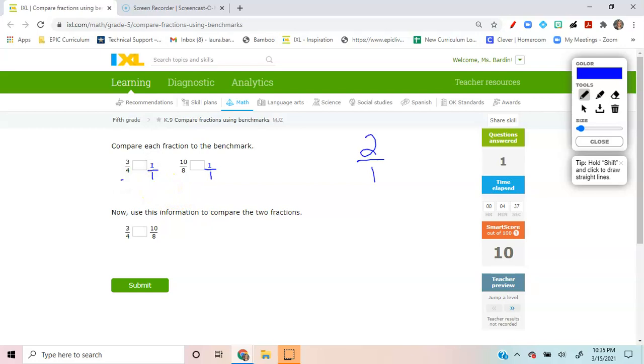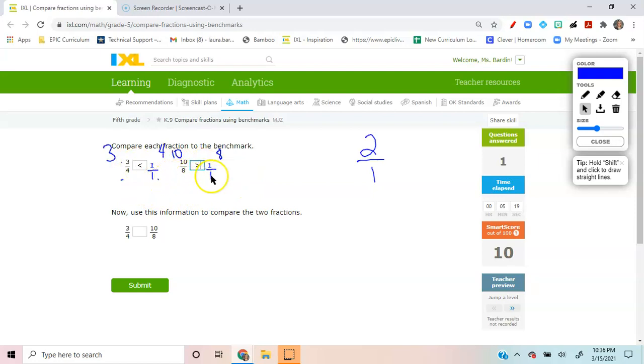4 times 1 is 4. 1 times 3 is 3. Therefore, 4 is larger. So let's put our less than. 3 is less than 4. 3/4 is less than 1. Let's go ahead and do it again on our next one. 8 times 1 is 8. 1 times 10 is 10. Can you tell me, is 8 or 10 bigger? You are correct. Let's go ahead and put the greater than symbol.